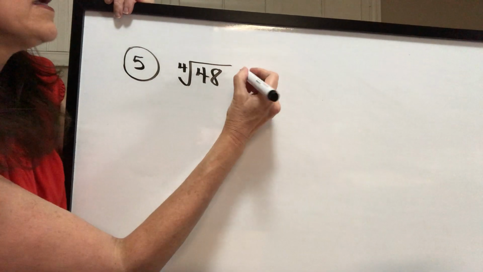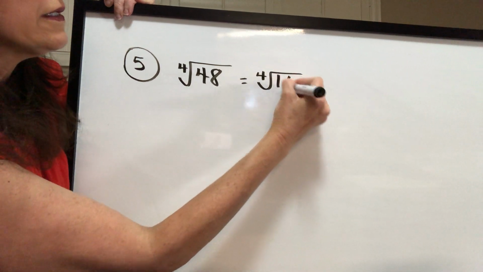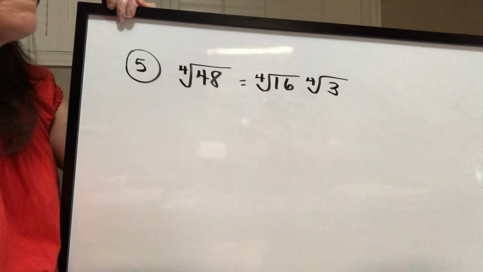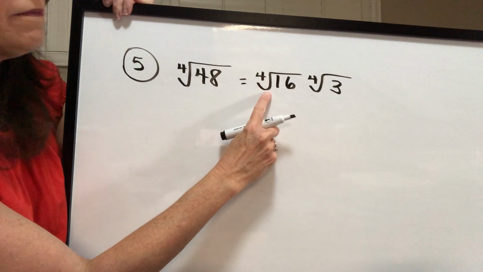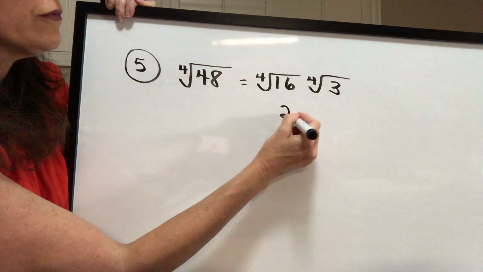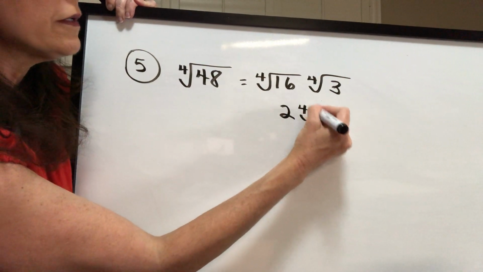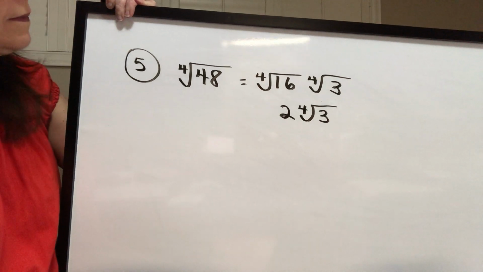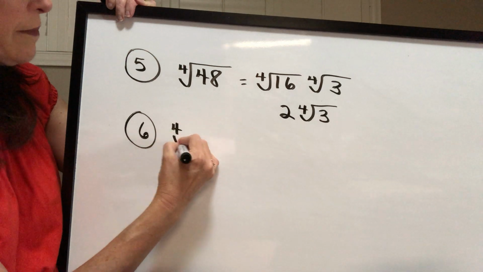So you just try some, but what you'll find is that the very first one, 16, divides into 48 3 times. So you will look at the first one, the 4th root of 16. The 4th root would be 2. So you simplify that. And then this one is not perfect, so you put 2 4th root of 3. Number 5 is done.